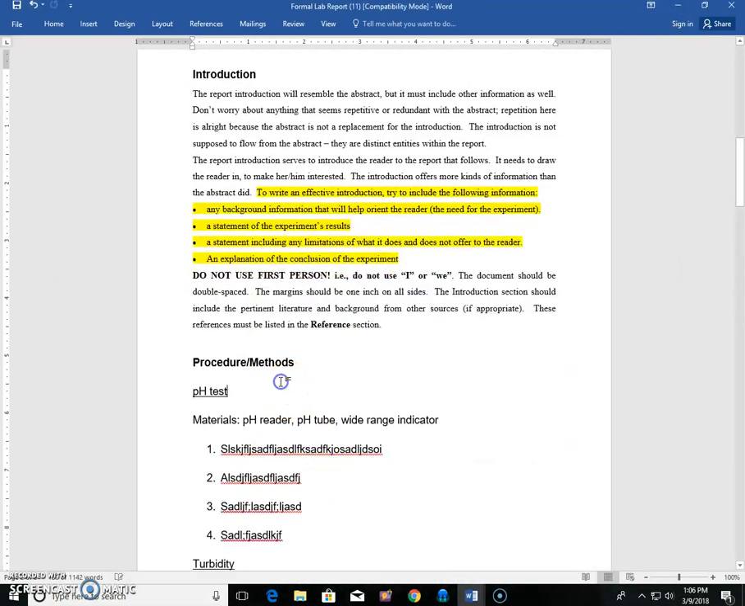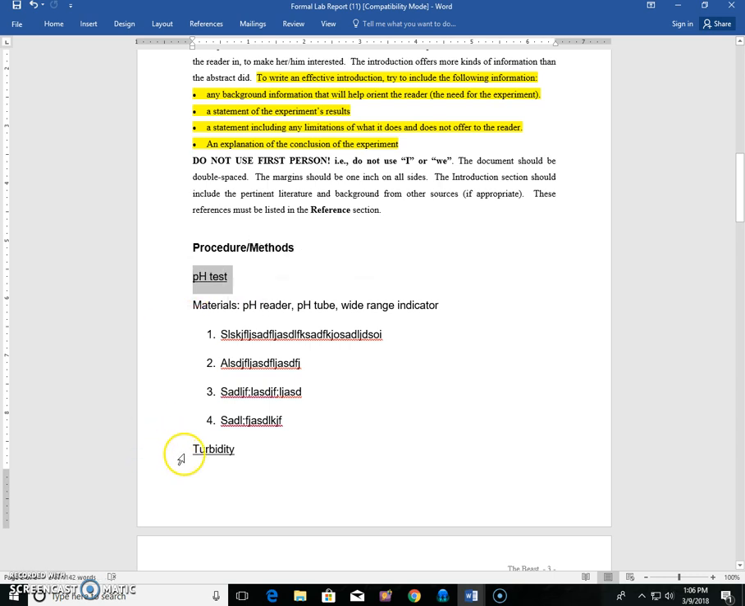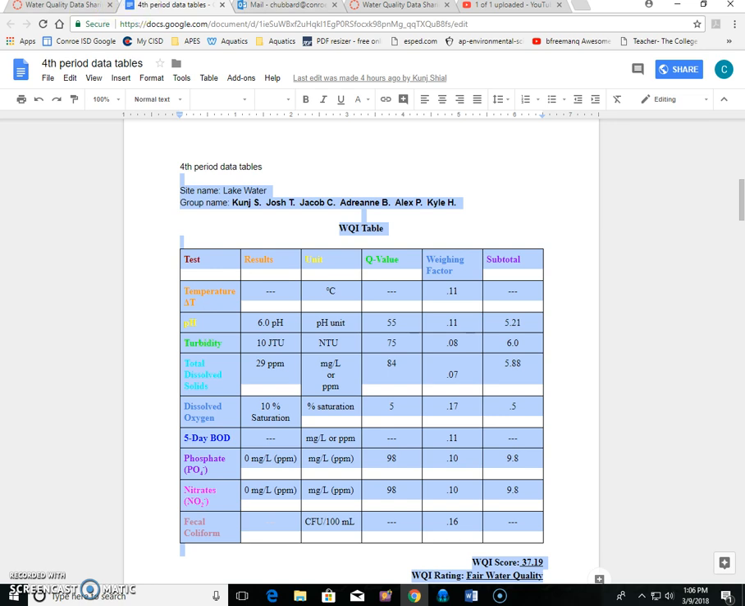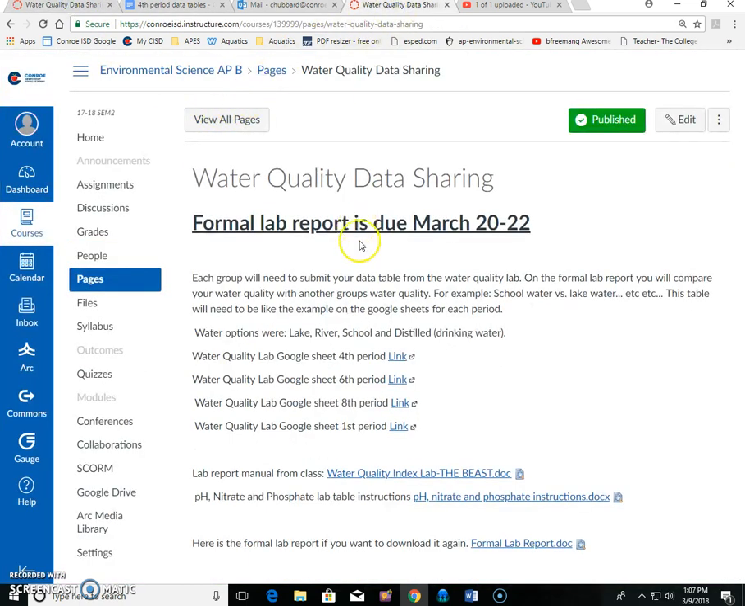Remember to have your procedures done. Have each test with its own little section with the materials and the steps that it occurred in. If you didn't write down the pH or the nitrate or phosphate tests that were on the lab tables, those are on Canvas as of right now. There it is. I just put it up here just a few minutes ago while I was waiting on something to happen. So it's already up there for you with lab table instructions.